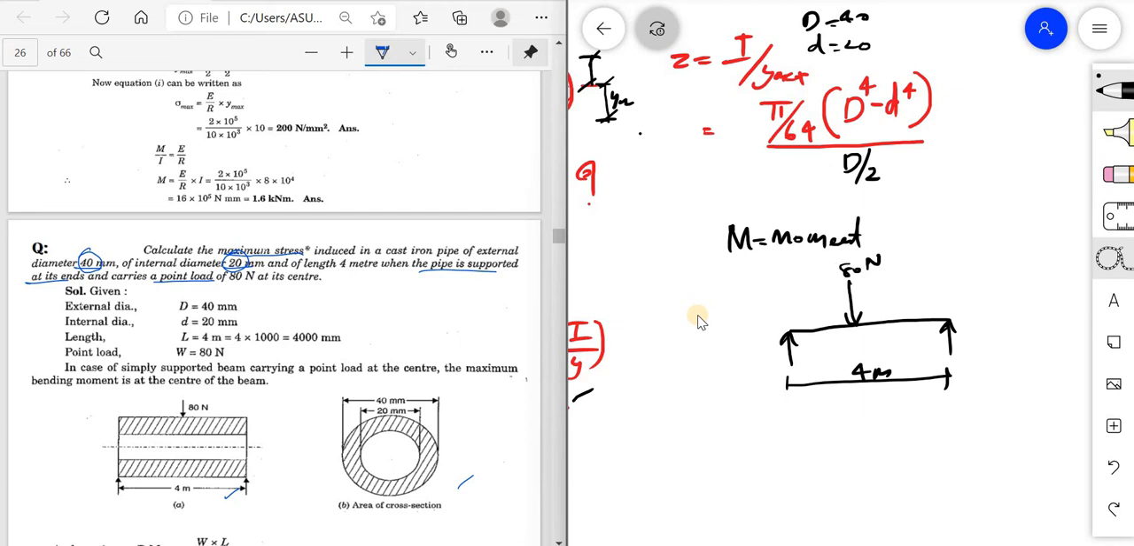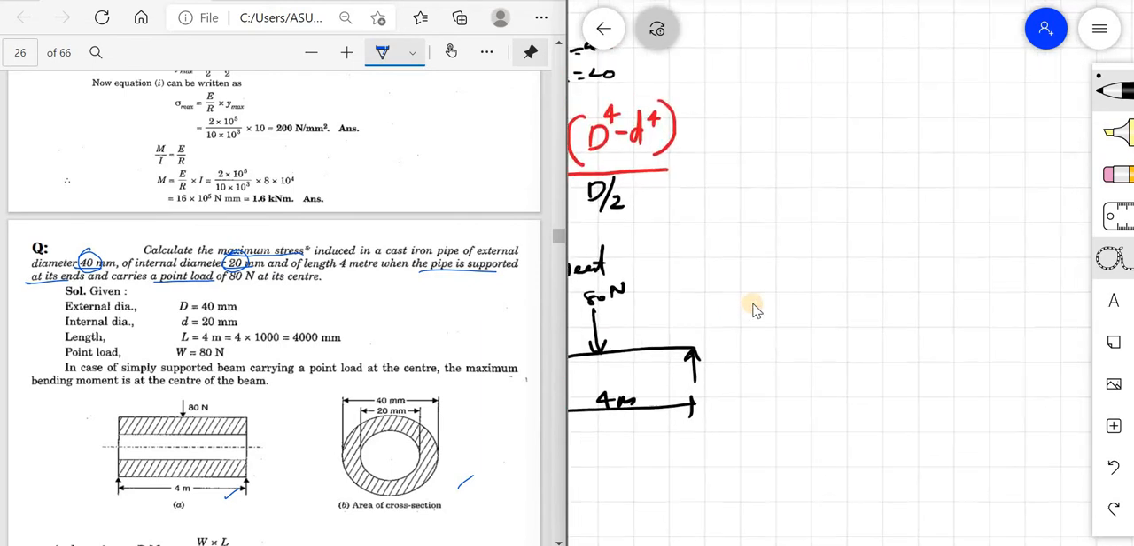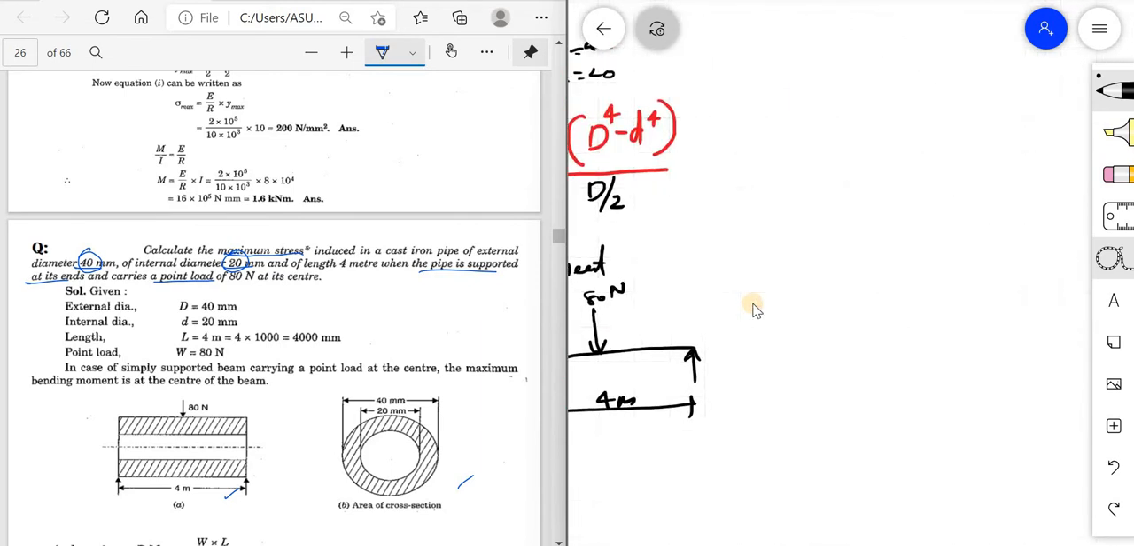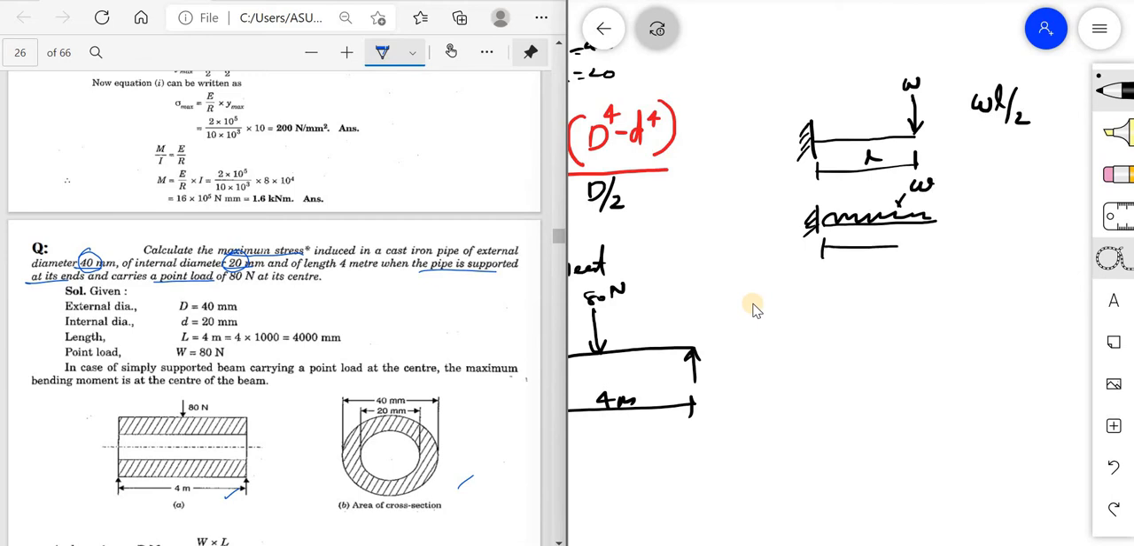So 3 values you have to learn by heart. You have to understand, or we can find also. What are the values? This I have explained earlier itself. If a cantilever is having a load at the end, the maximum bending moment will be, if the length is L, W L. Again, if a UDL of W is there, the maximum bending moment will be W L square by 2.